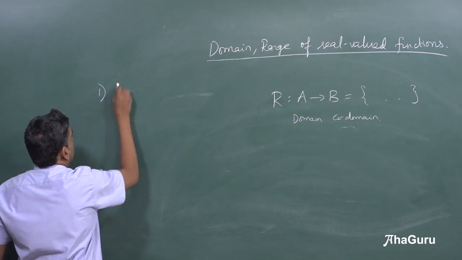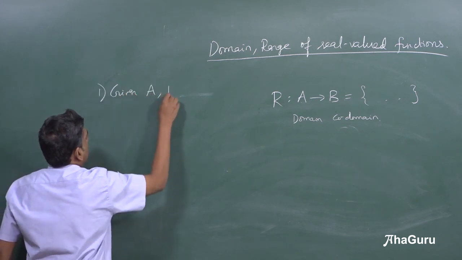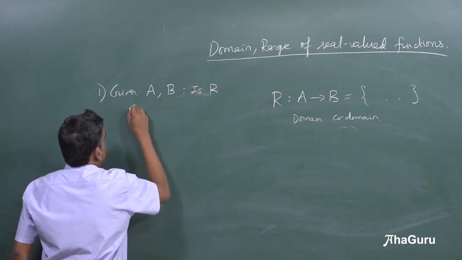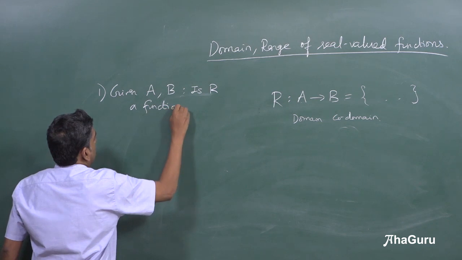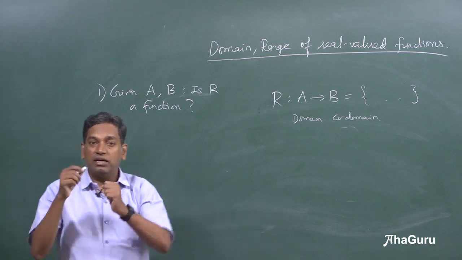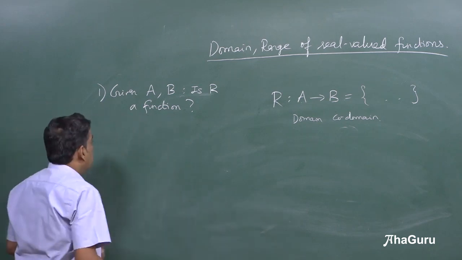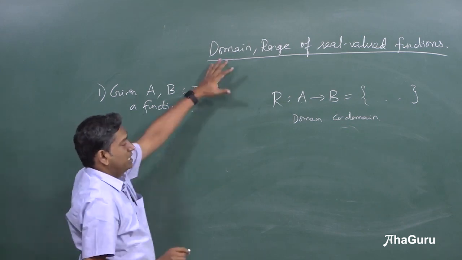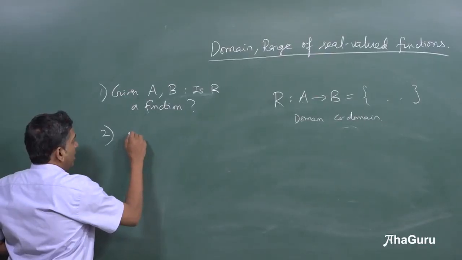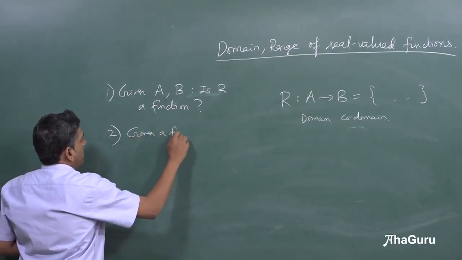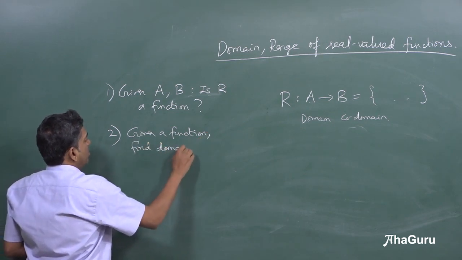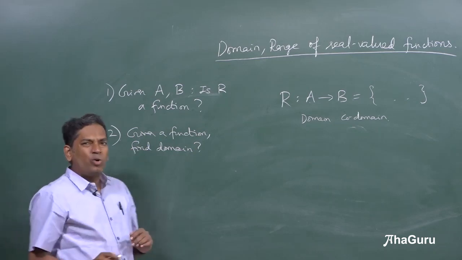So I would say, given A comma B, is a relation a function? This is an easy question to answer because that is what we have done so far using the two conditions that a function must satisfy. But what we have written as the heading and the kind of problems we are going to see is, given a function, find the domain. How do we do that?